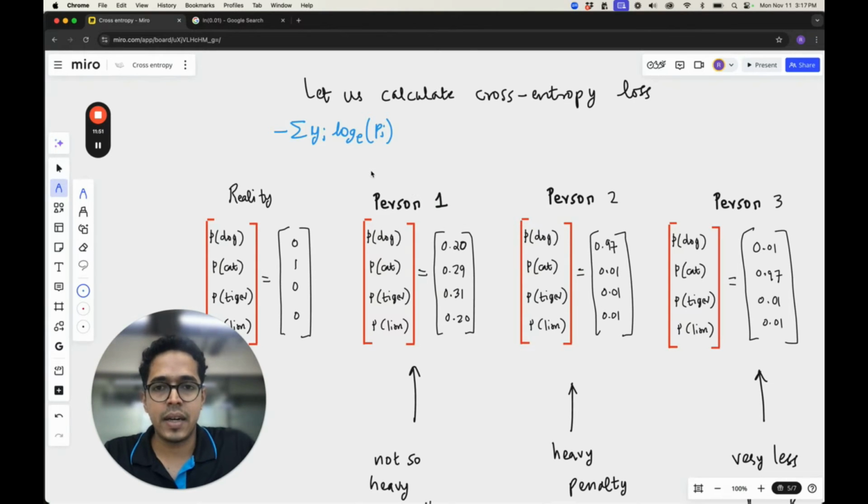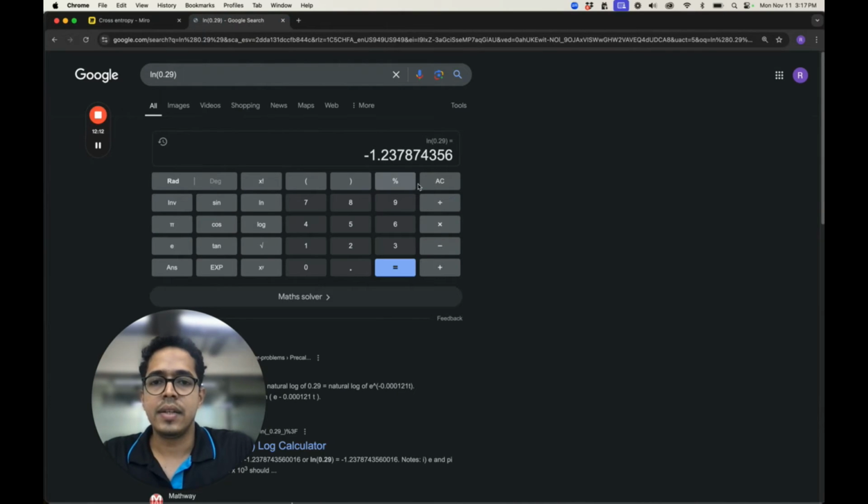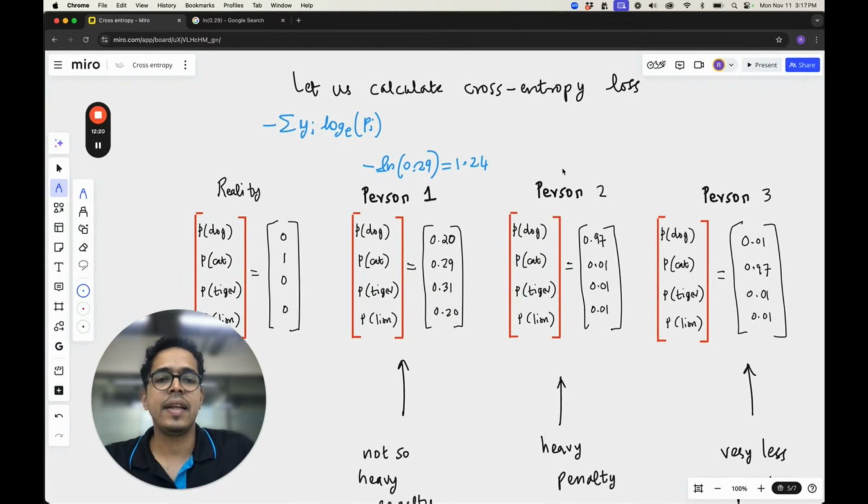So for person 1, I'm not even considering y now, but basically it will be negative natural logarithm of 0.29. And this is essentially the penalty. The cross-entropy loss is the penalty. So let's calculate for 0.29. It's minus 1.23, minus 1.24. So this will be minus of minus, so plus 1.24. This is the kind of penalty that person 1 gets.